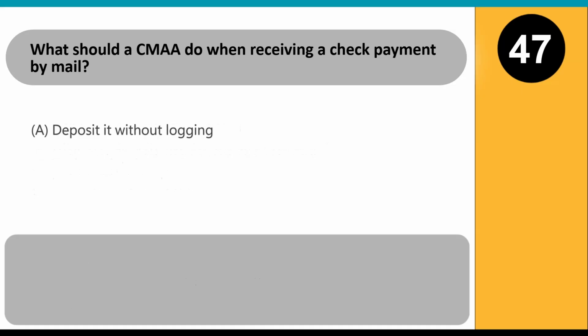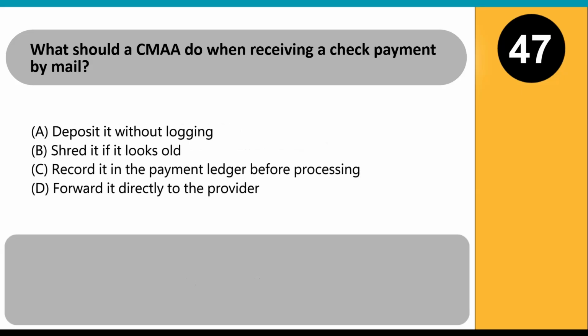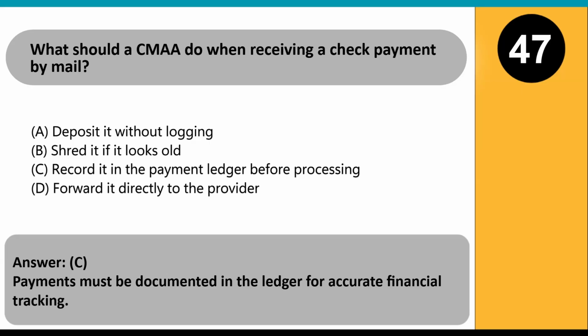What should a CMAA do when receiving a check payment by mail? A. Deposit it without logging. B. Shred it if it looks old. C. Record it in the payment ledger before processing. D. Forward it directly to the provider. Answer: C. Payments must be documented in the ledger for accurate financial tracking.